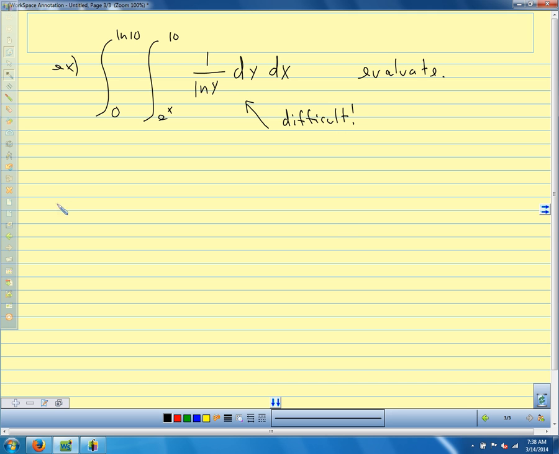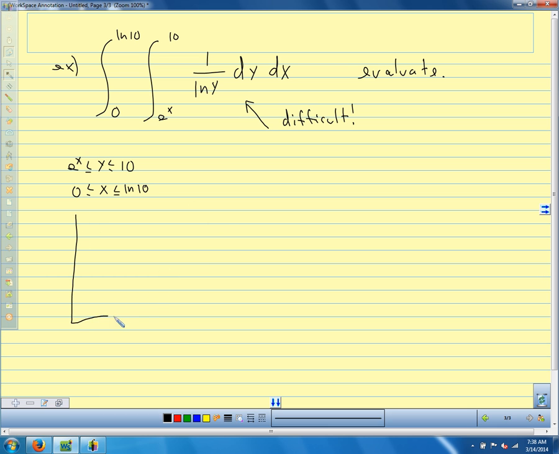So let's sketch our region. So our region says that e to the x is less than or equal to y less than or equal to 10, and we also have 0 less than or equal to x less than or equal to the natural log of 10. I switched these around. That's right. So let's sketch this region.